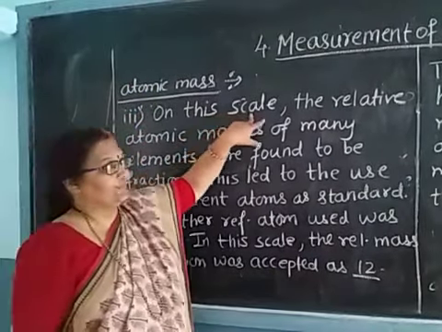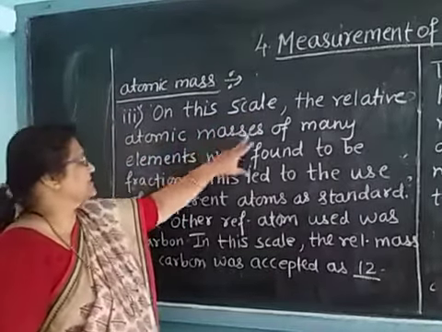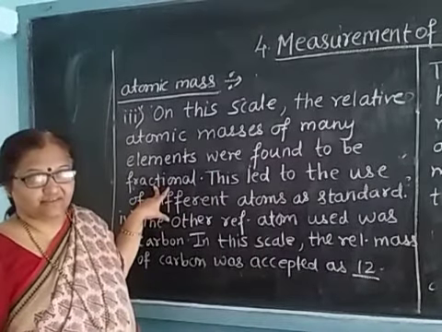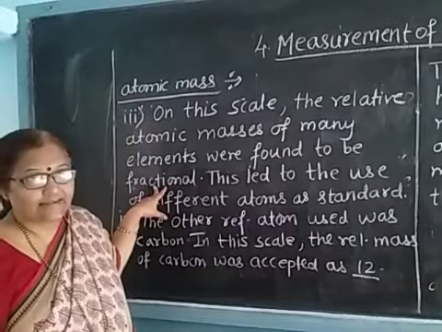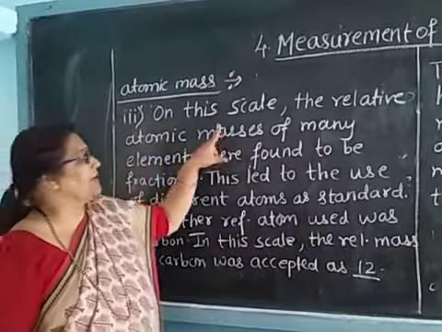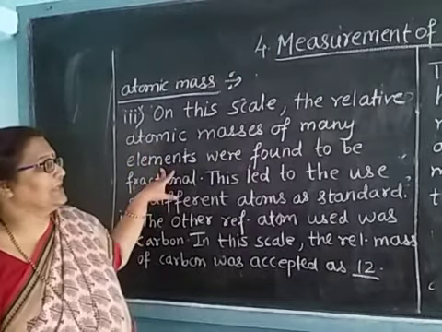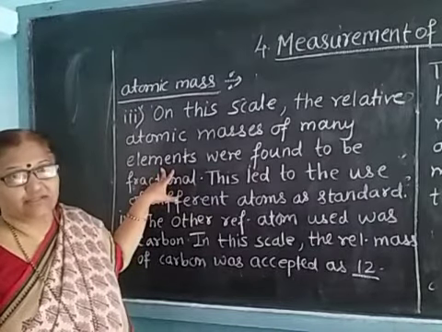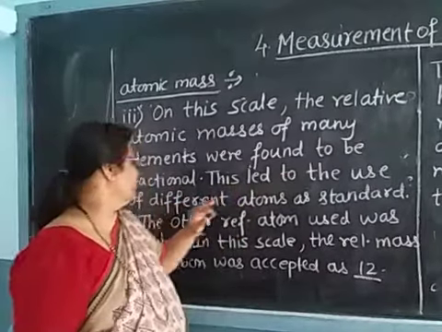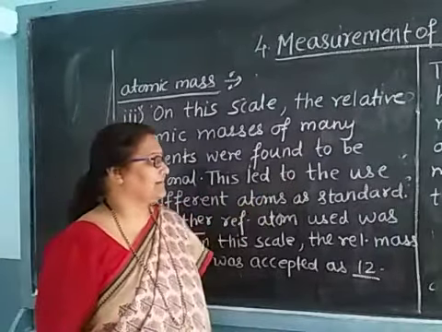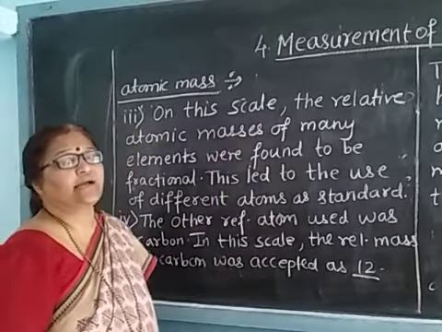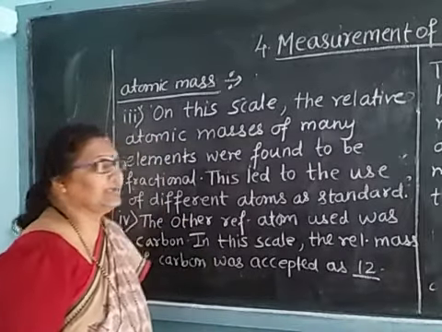The next point, the third point in atomic mass: on this scale, the relative atomic masses of elements were found to be fractional. So if we consider the reference atom as hydrogen, what happened? The relative atomic masses of many of the elements were found to be fractional. This led to the use of a different atom as a standard. It was impossible to work with atomic masses in fractional form.